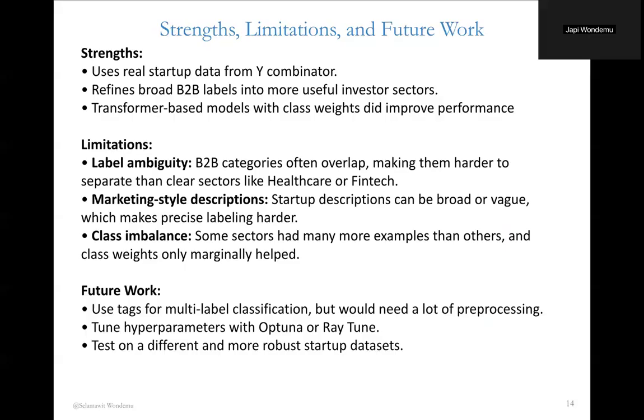For future work, we could look at using the tags for multi-label classification, but that would need a lot of preprocessing. We could try to tune the hyperparameters with Optuna or Ray Tune, but I think the biggest next step is to find a different, more robust dataset than Y Combinator that allows us to map the startup description to multiple sectors and is as clean as possible, cleaner than what I have found on Y Combinator. That is the gist of my final project.